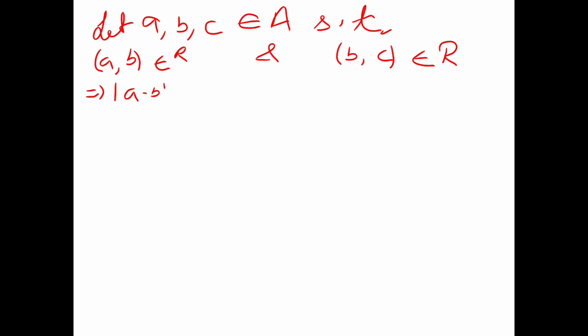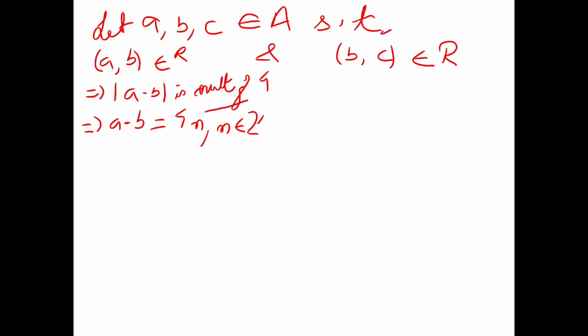Difference of A and B is a multiple of 4. That means A minus B equals 4 into some integer m, where m belongs to integers. This is equation 1.